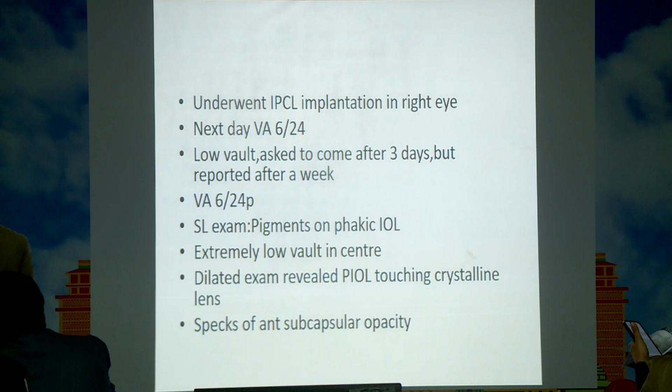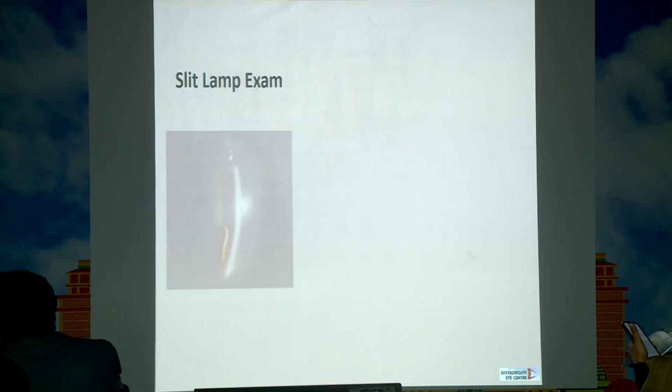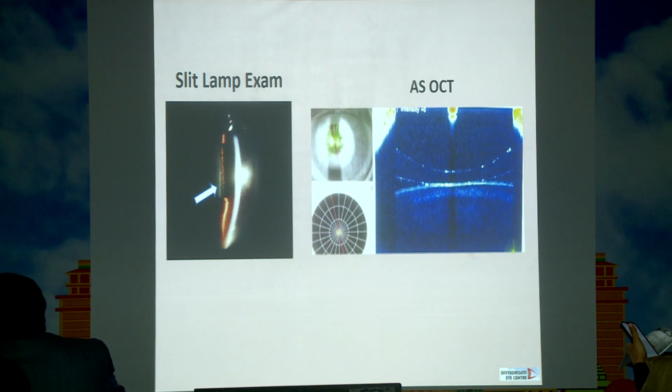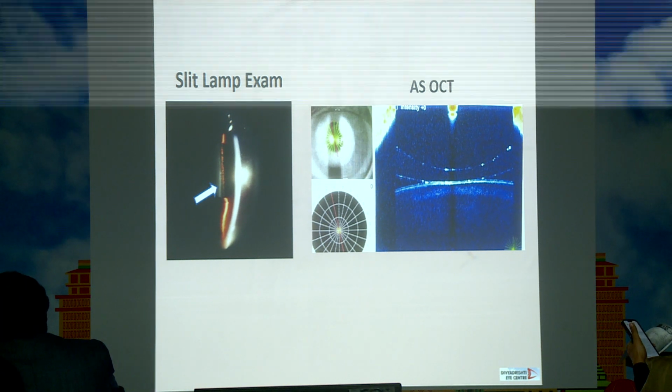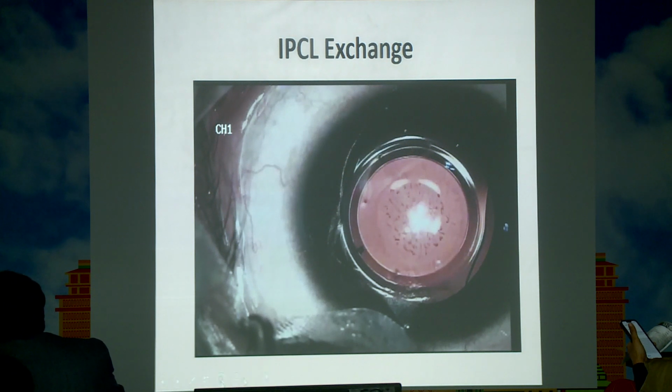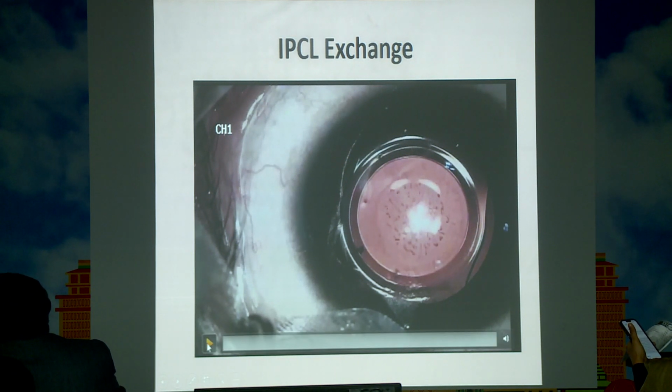And there were some specks of anterior subcapsular opacity also. So this is the slit lamp picture of the patient showing pigments. The vault is very low, and the anterior segment OCT actually clinched the diagnosis that it was a reverse implantation of the phakic IOL. So there was no option but to take out this lens.